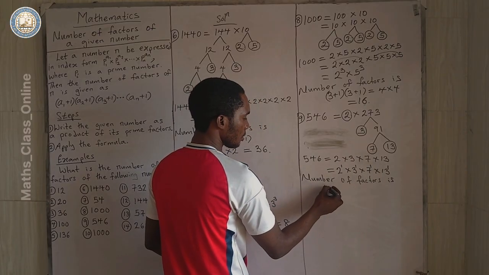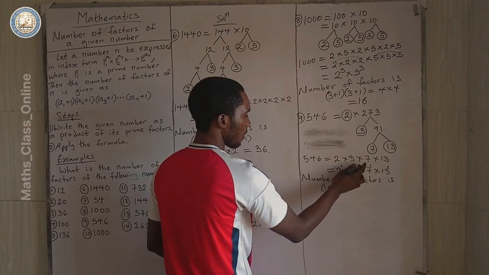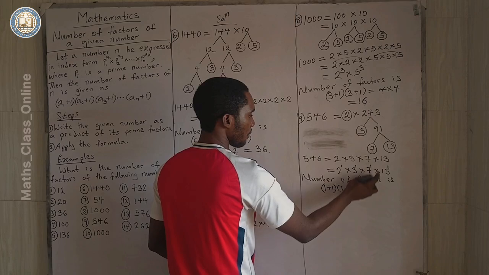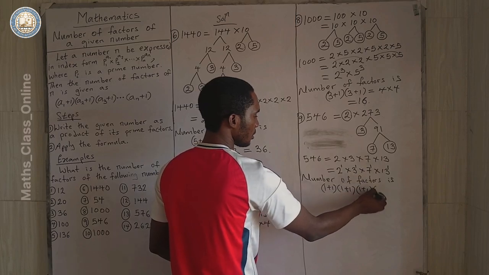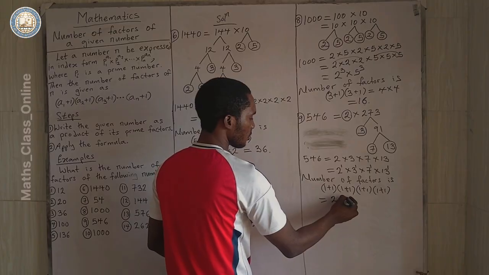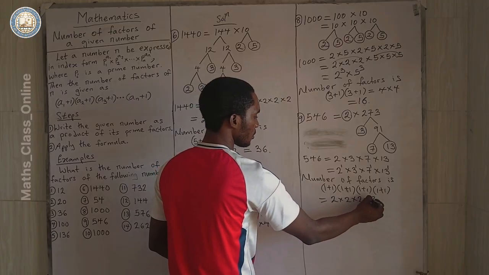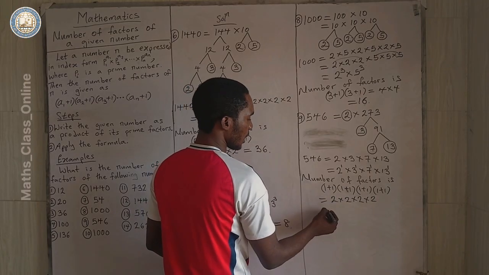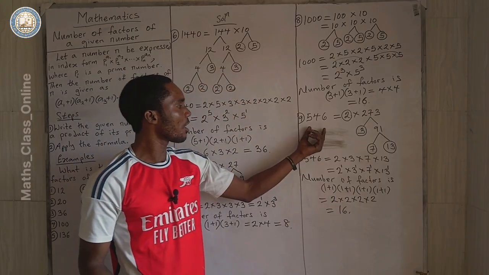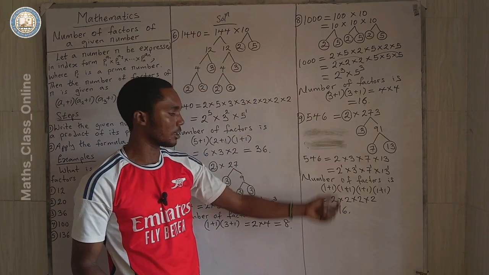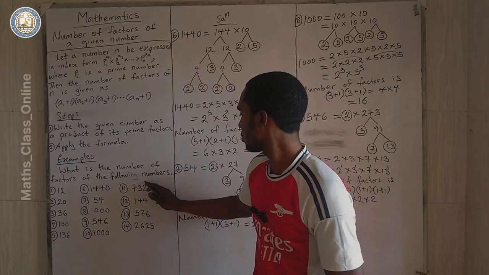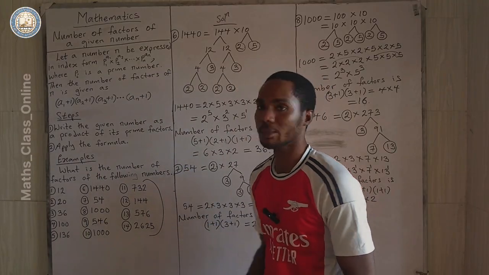Power here is what? 1. Add 1 to it. Power here is what? 1. Add 1 to it. Power here is what? 1. Add 1 to it. Add 1 to this too. So this is 2 times 2 times 2 times 2. That is 16. This means that number of factors of 546 is 16. With this explanation, what is the number of factors of these numbers?